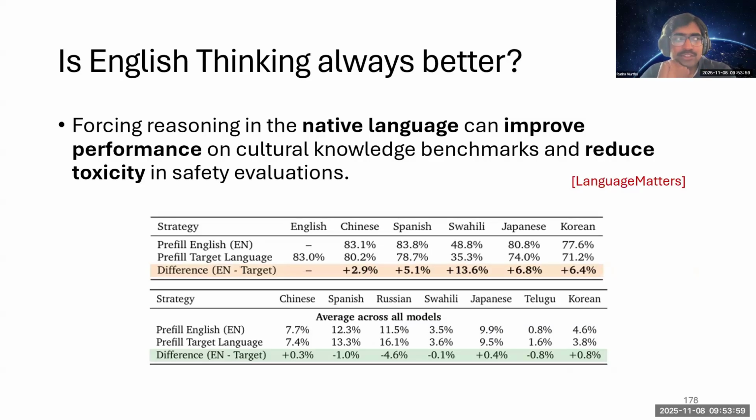Yeah. So there are use cases where, what people have observed is, when the reasoning is in the native language, the performance improves. And this is crucial for use cases like if you want to reduce toxicity, or if you're querying the LLM for information which is culture specific or region specific, then reasoning in native language is the preferred way. Moving on to the next slide.